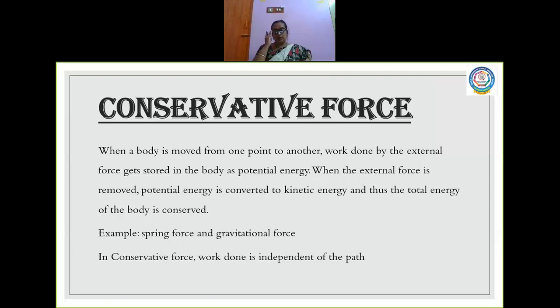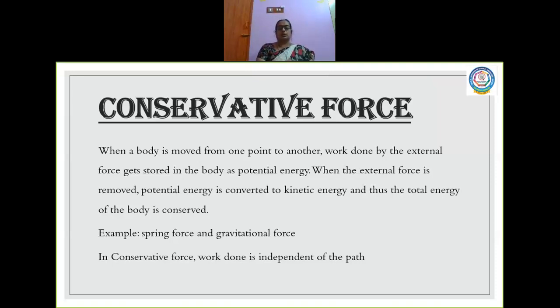Now when you move a body from one point to another, let us take two positions A and B. Assume that a charge is there or a body is there at B. Now I wanted to shift this body which is at B to A. So what should I do? I should do some work, and that work should be done by an external force. Okay. So work done by the external force in moving the body from one point to another.